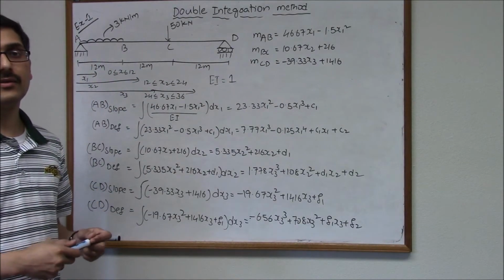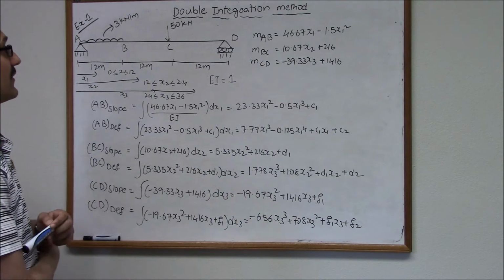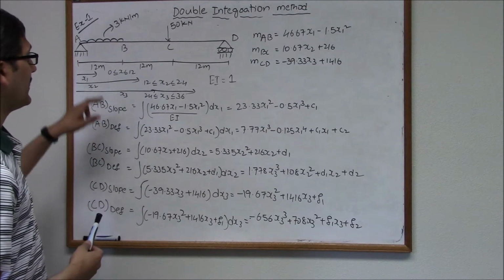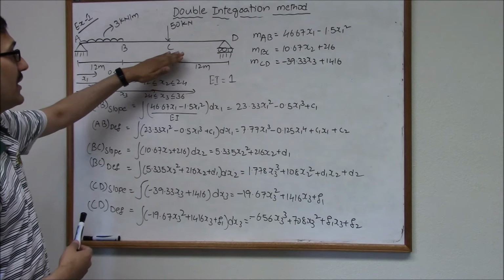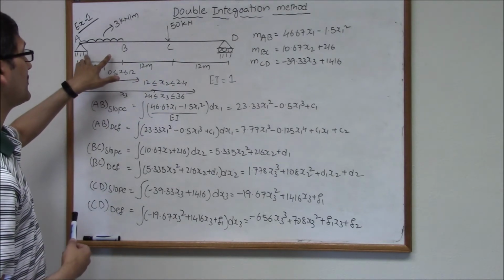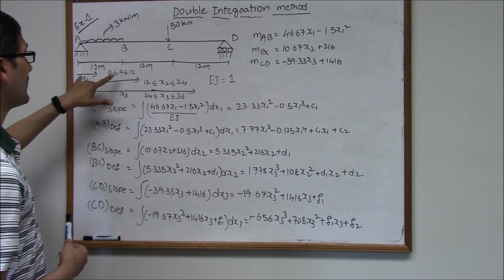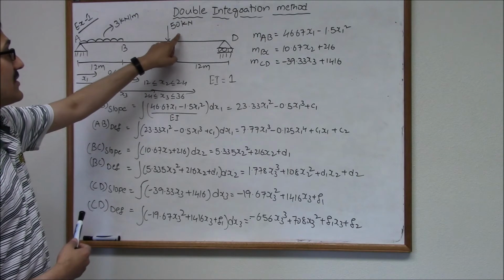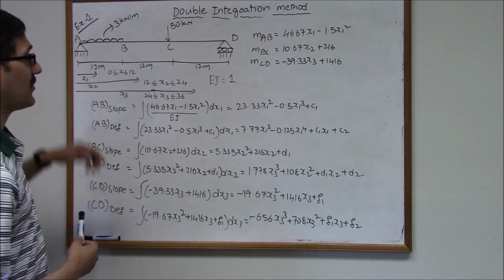Here I'll quickly take you through one simple example that demonstrates the use of the double integration method to evaluate the slopes and deflections at every point in a given beam ABCD. Here we have a uniformly distributed load of 3 kN per meter in the span AB, which is 12 meters long. There is a concentrated load on the beam at the point C, which is 24 meters away from the point A.